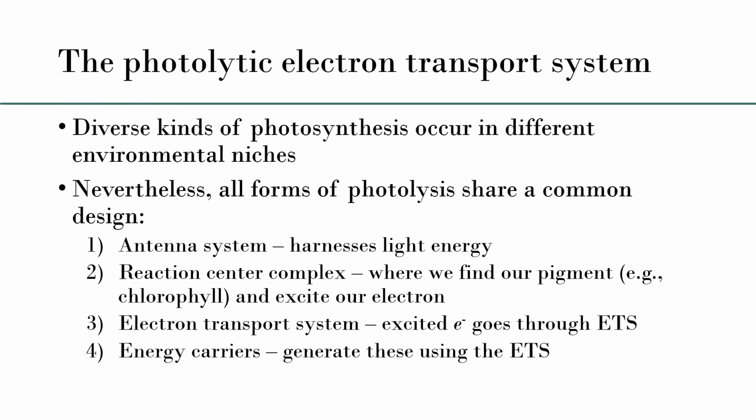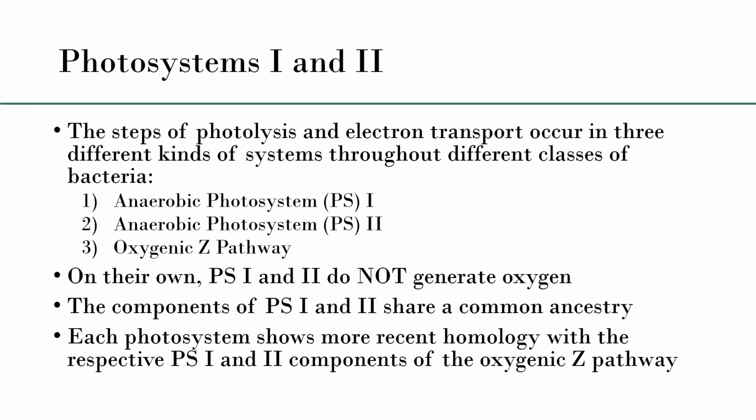There's a lot of different kinds of photosynthesis out there, but all of them share a few things in common. They need an antenna system. They need a way to capture the light. And so this is where they'll have a reaction center complex that has a pigment that can capture that light and excite the electron for the cell. Then that electron has to go through an electron transport system and generate energy carrier molecules. So you have probably heard of photosystems 1 and 2 in the past. And basically what we're going to discuss now are the different subgenres, you can say, of photosynthesis.